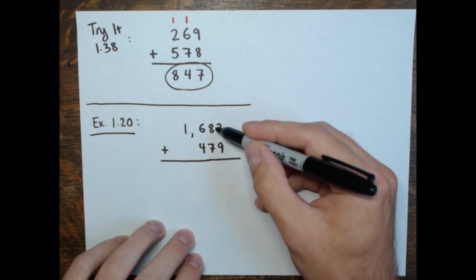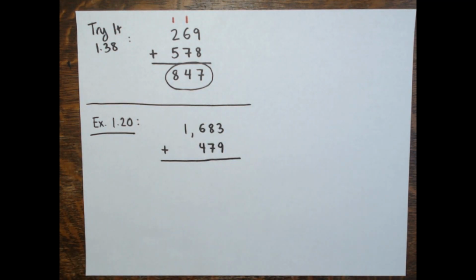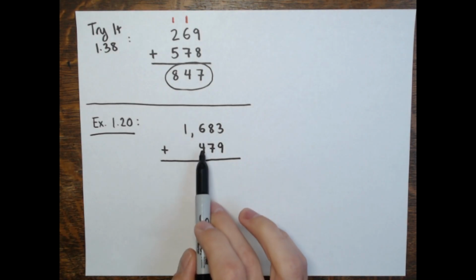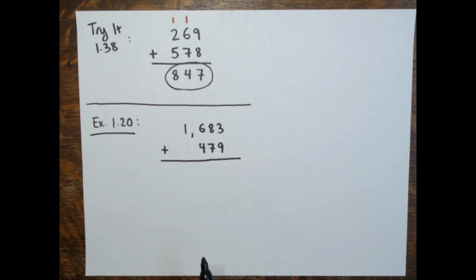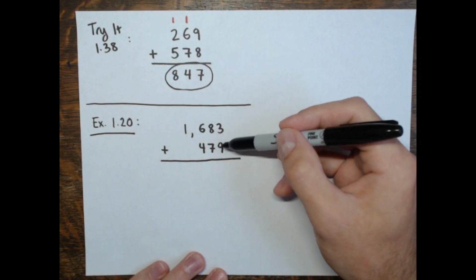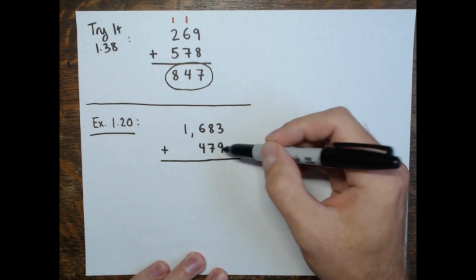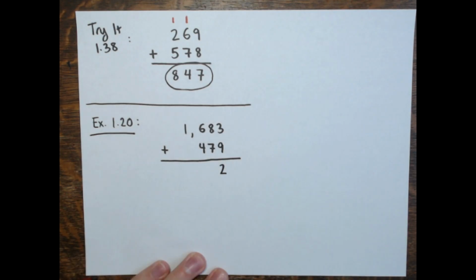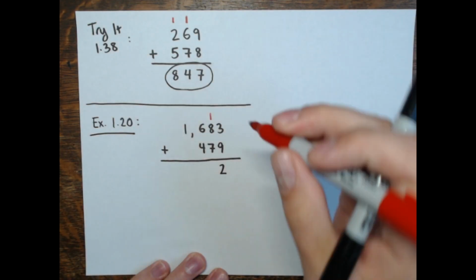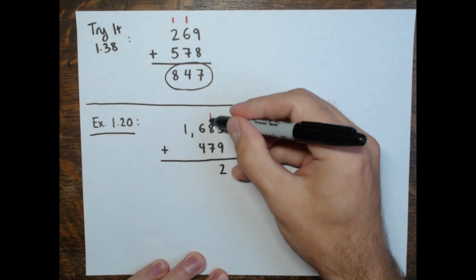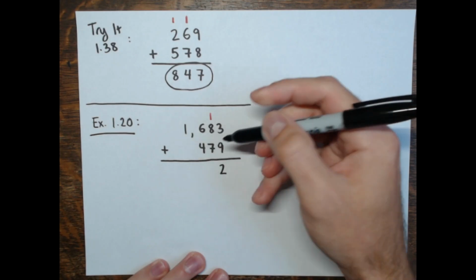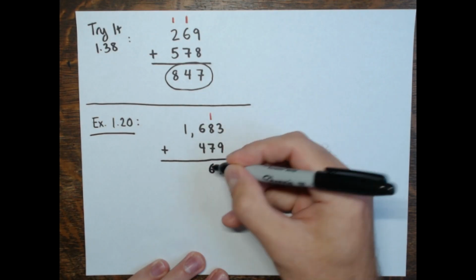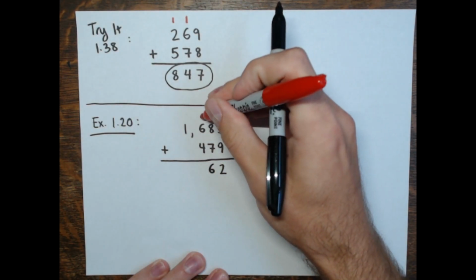479, once again lining up the correct place values, ones with ones, tens with tens, hundreds with hundreds, and then now you have a thousands place. Right now there's a thousands place, but still the same procedure will continue. Starting at the ones place, 3 plus 9 is 12, so that's 2 ones and 1 10.